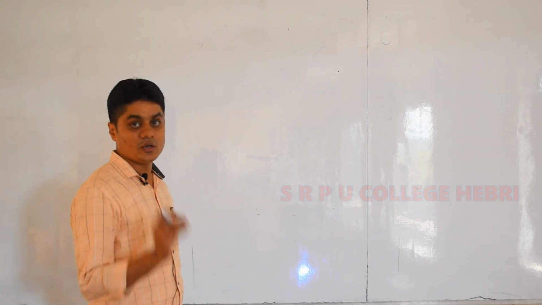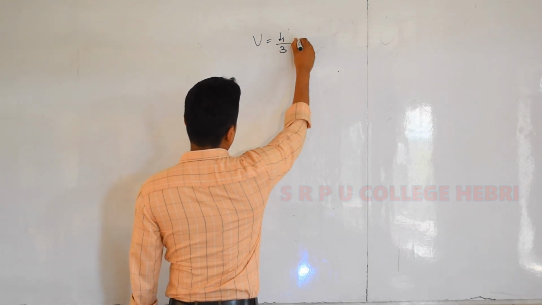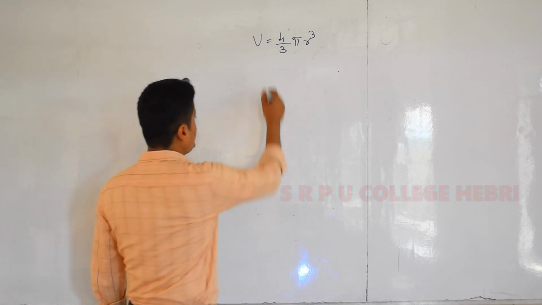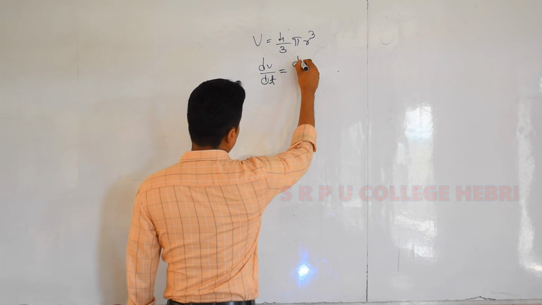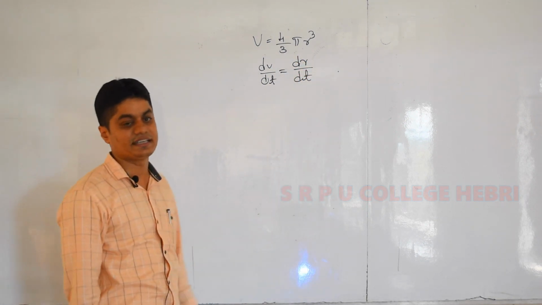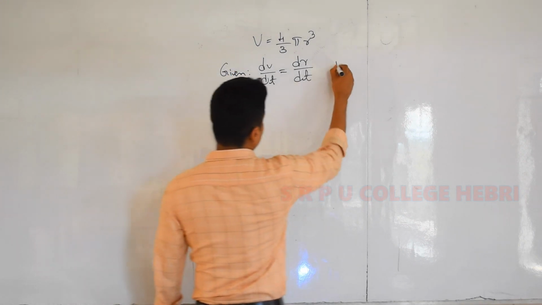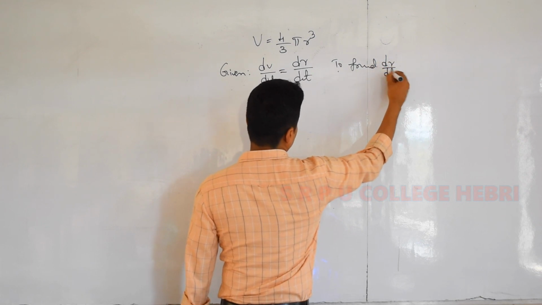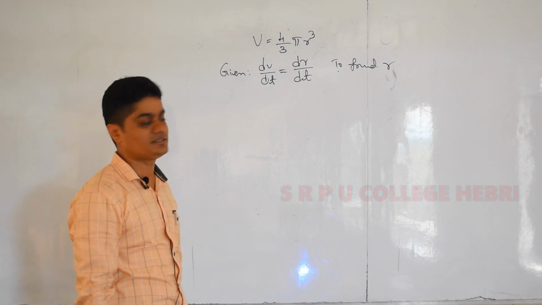me what is the volume formula for a sphere? 4 by 3 pi r cube. What is given? Rate of change of volume with respect to time is equal to rate of change of radius with respect to time. Correct? This is the given data in the question. What do we have to find out? We have to find out what the radius is for this situation.